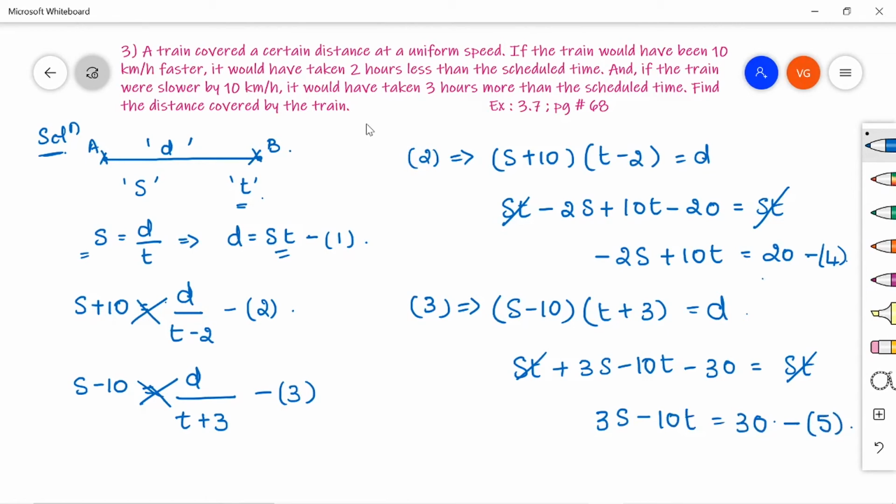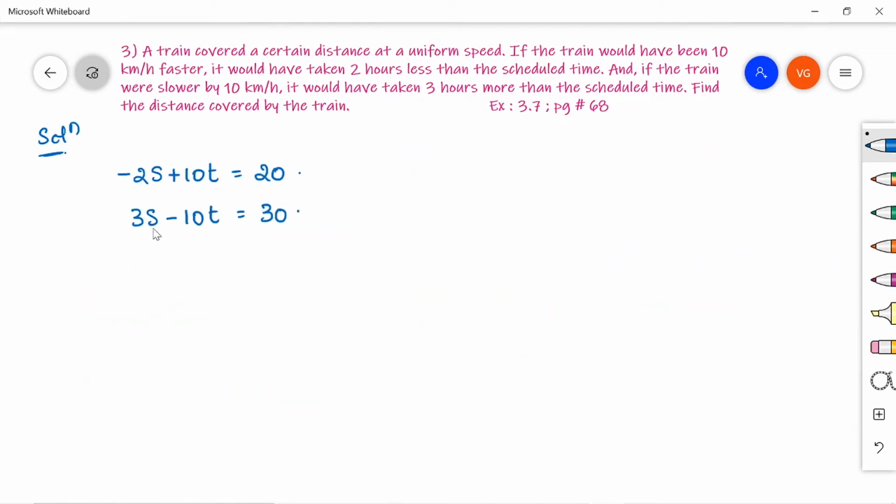Now see, equation number 4 and 5 are our required linear equation pair. Now let us solve these two equations to get the speed and time. I'll just add these two equations by the elimination method. Just t will get eliminated because this is plus 10t and minus 10t. So 3s minus 2s is s, which is equal to 20 plus 30, which is 50. So s is equal to 50 here. That is the actual speed, the original speed is 50.